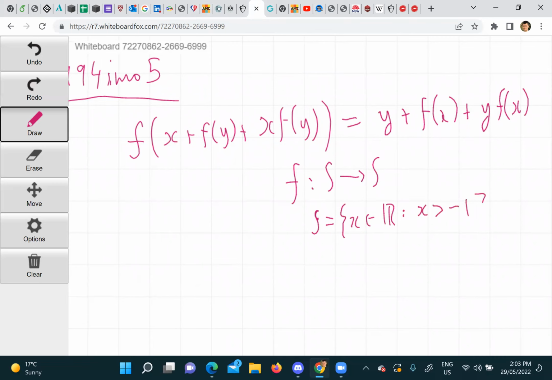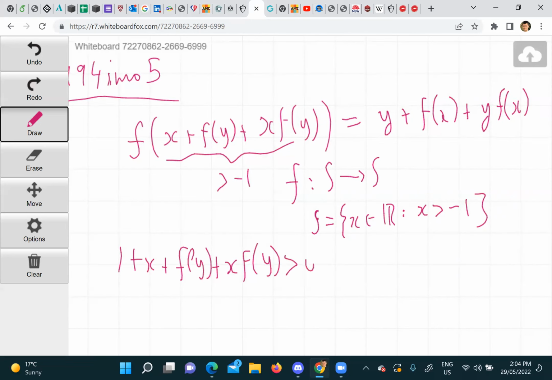Oh, by the way, did anyone check that this condition was well defined? Like, did anyone check that this is greater than -1? I didn't check that. I didn't make a case. So it's equivalent to showing this is greater than 0, right?